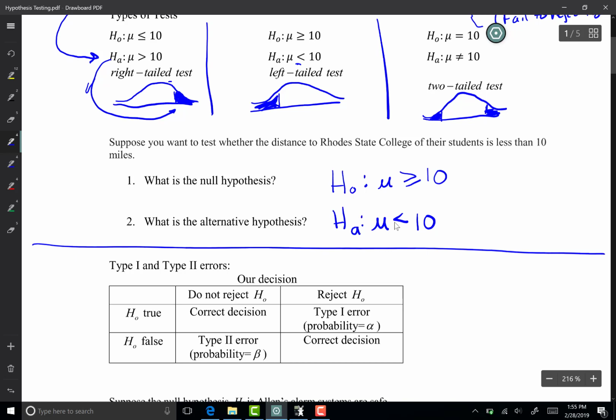Okay, so would this be right-tailed, left-tailed, or two-tailed? Well, we look at the alternative. Which way is it pointing? It's pointing to the left. So this would be a left-tailed test, okay, when we do our critical region.